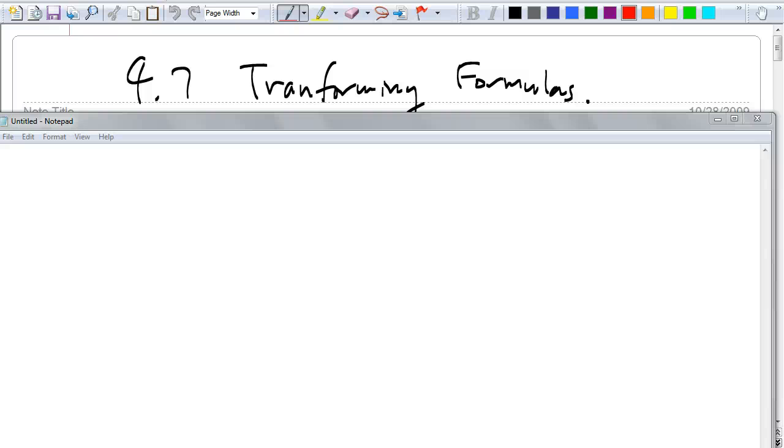Today we're going to talk about transforming formulas. Okay, can somebody guess what we mean by transforming formulas here? What do you think we mean by this? Yes? Maybe you take a formula and change it to an equation. Formula is an equation, but almost, but we're going to rewrite the formula in a different way.